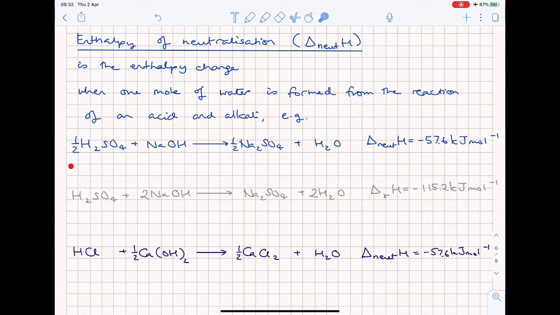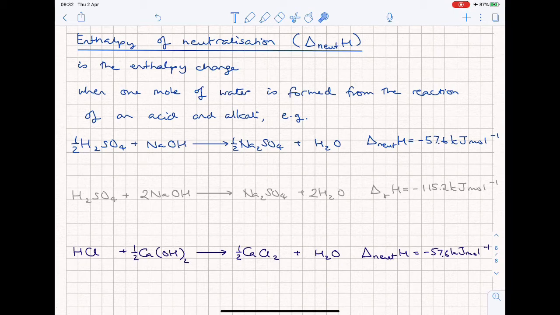So here I've written the equation to show the enthalpy of neutralization of sulfuric acid and sodium hydroxide. I've written it here balanced for 1 mole of water, as this would show the equation for enthalpy of neutralization because it's showing the formation of 1 mole of water.